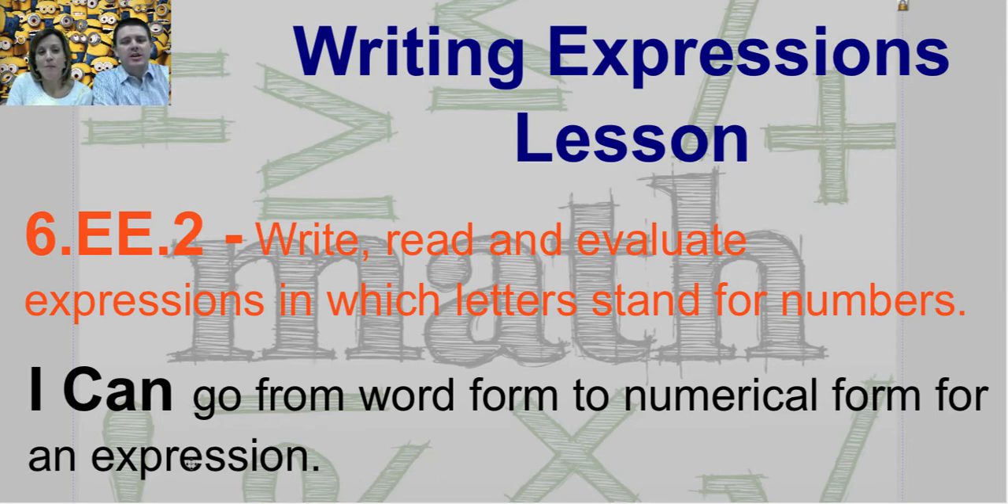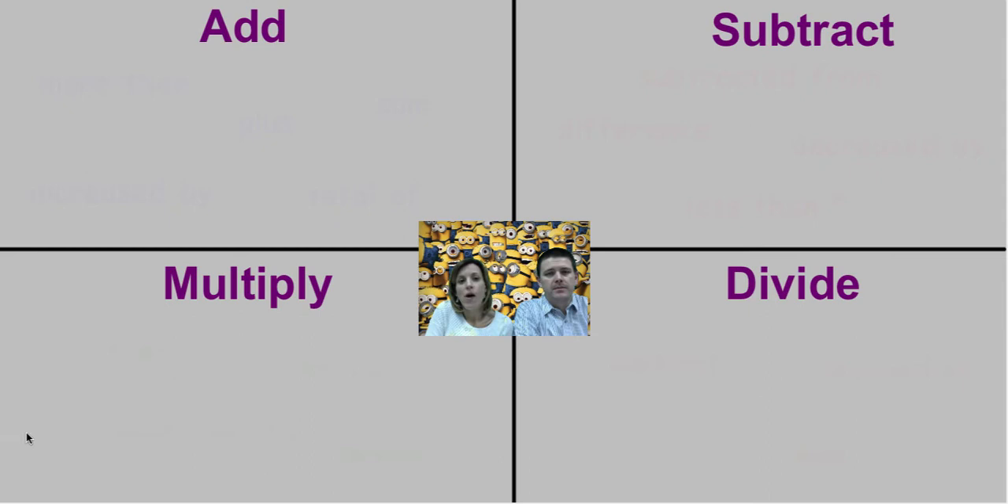Get your Learning Standard 6EE2, write, read, and evaluate expressions. And then our can statement, I can go from word form to numerical form for an expression. Lots to write today. We apologize. All right, we are going to go through some key words for each operation: add, subtract, multiply, and divide. So if you can divide the four squares.